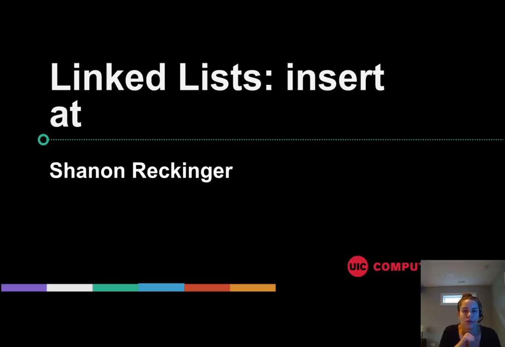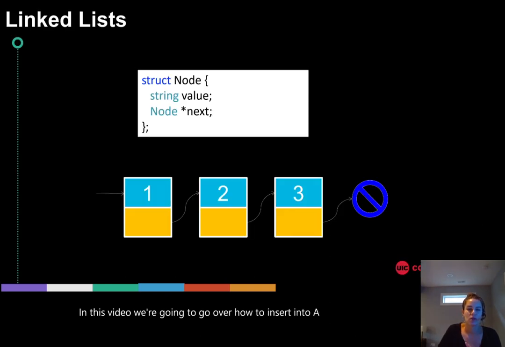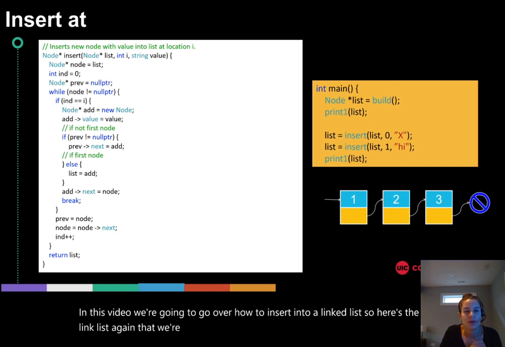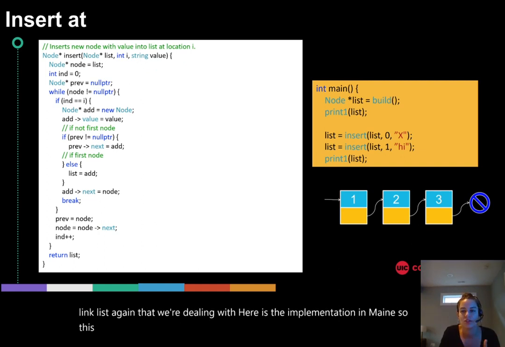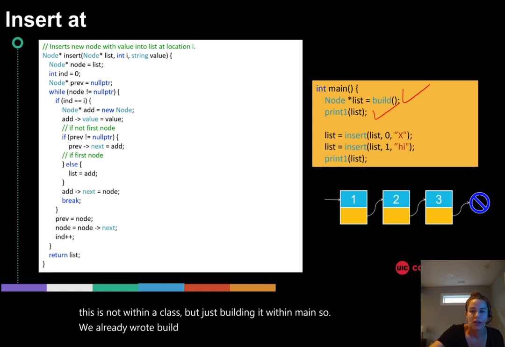In this video, we're going to go over how to insert into a linked list. So here's the linked list again that we're dealing with. Here is the implementation in main. So this is not within a class, but just building it within main. We already wrote build, we already wrote print, and now we're going to write insert.